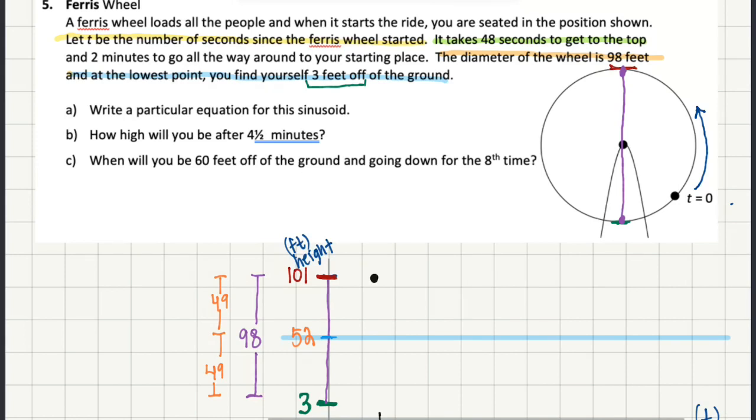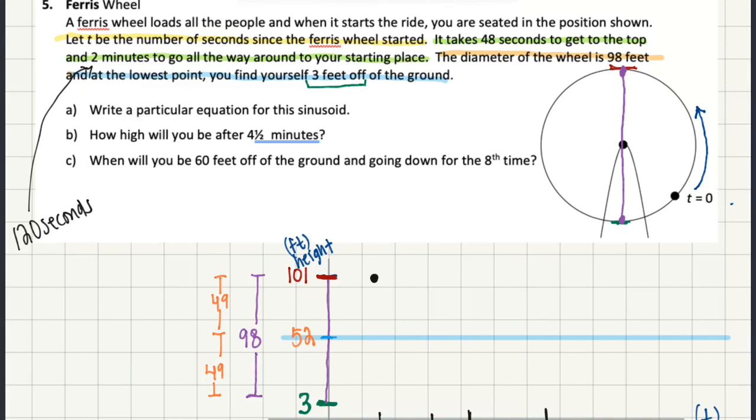And it takes, let's look at this, 48 seconds to get to the top and 2 minutes to go all the way around the Ferris wheel. So 2 minutes is the same thing as 120 seconds. So if I take 48 and I add 120 seconds, let's see, that's 50, 100. Let's say 120 seconds is right here. I just really have a feeling that my tick marks are just not as perfect as I want them to be.